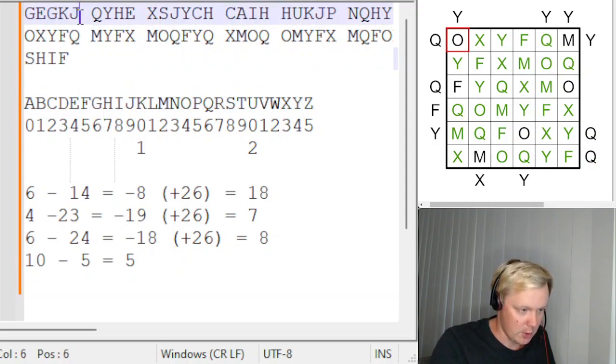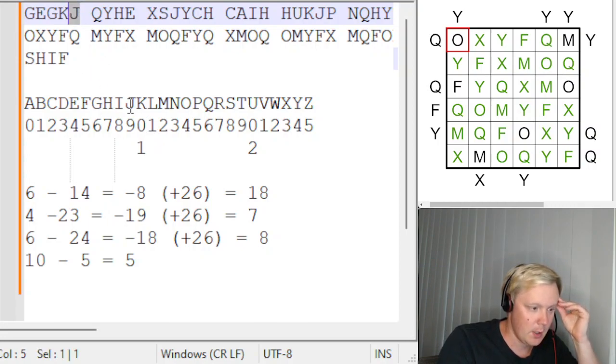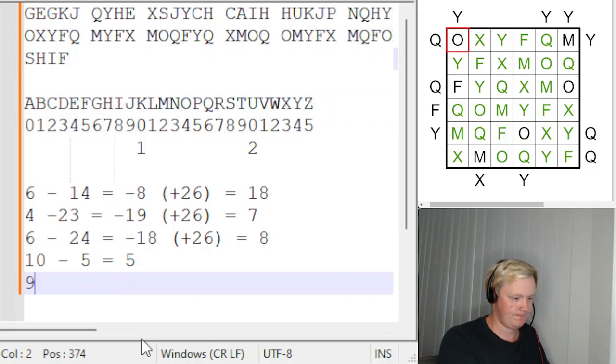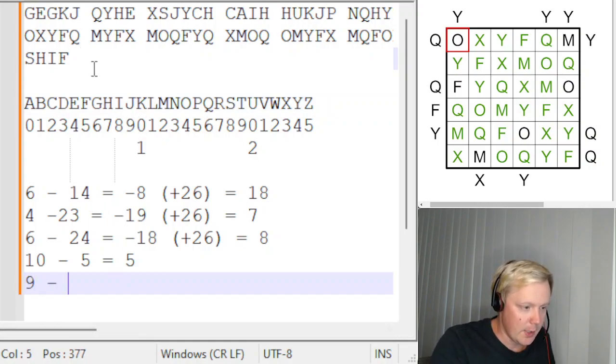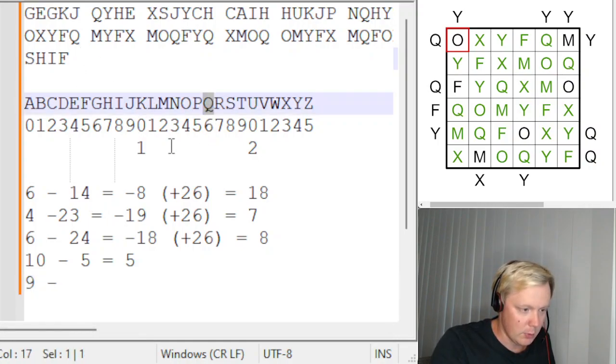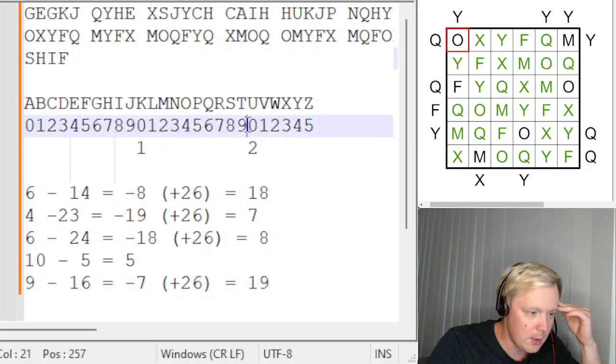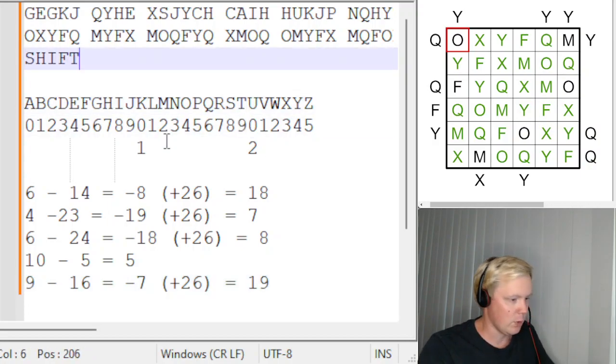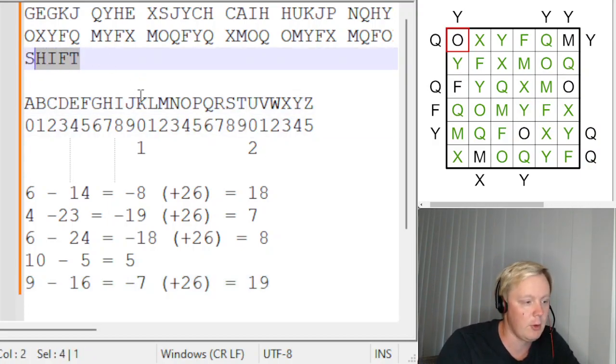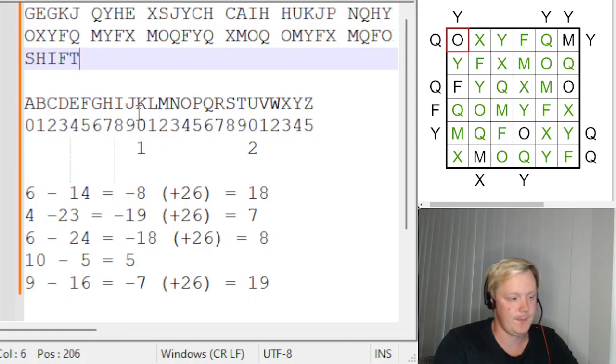And let's look at this J still. That's the first word because we have a space here. So J is 9. We take out Q, which is 16. That's minus 7. Add 26 again, we get 19. And 19 is this T here. So the first word of the decrypted message is going to be shift.